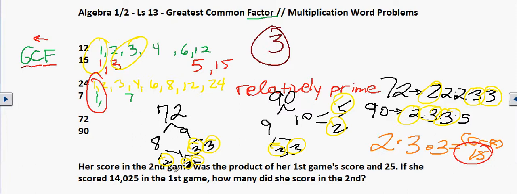Her score in the second game, this is a multiplication word problem. Score in the second game was the product of her first game score and 25. She scored 14,025 in the first game. How many did she score in her second game? Pause the video, read that over again, think about it for 1 minute. Go ahead.